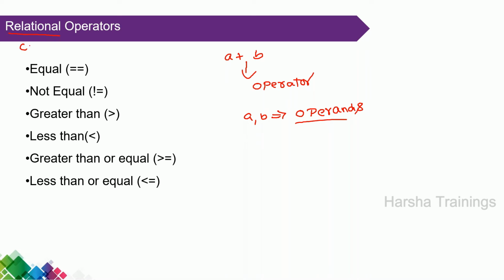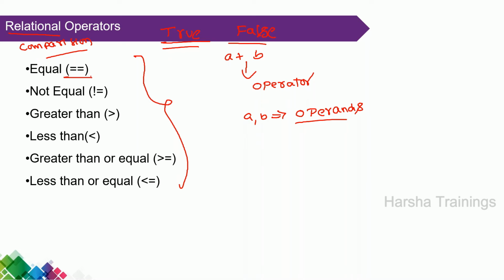So relational operators are also called comparison operators. After performing comparison, what is the result? If it satisfies the condition, the answer is true. If it does not satisfy the condition, the answer is false. So the result of the relational operation is true or false. So these are the relational operators.